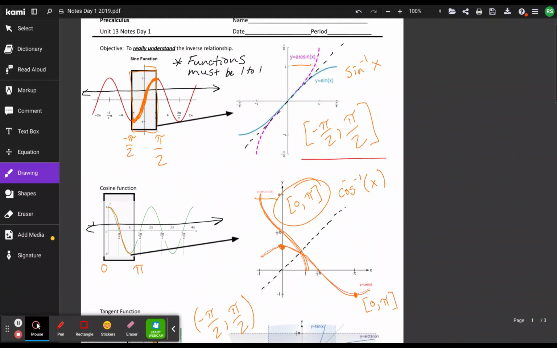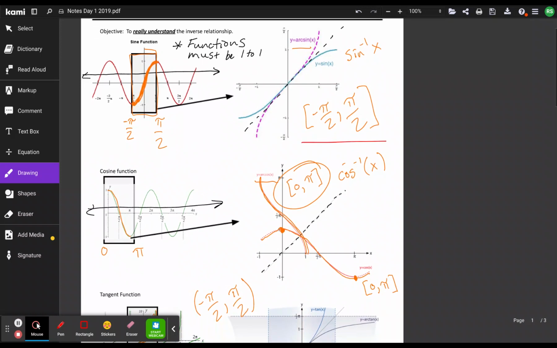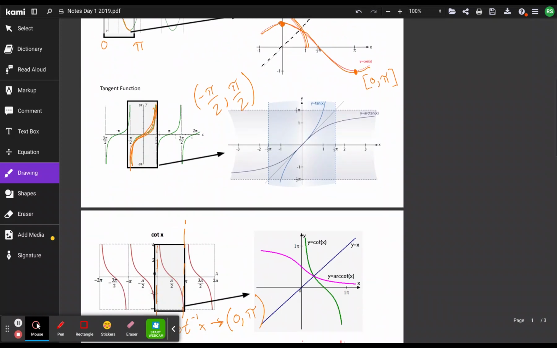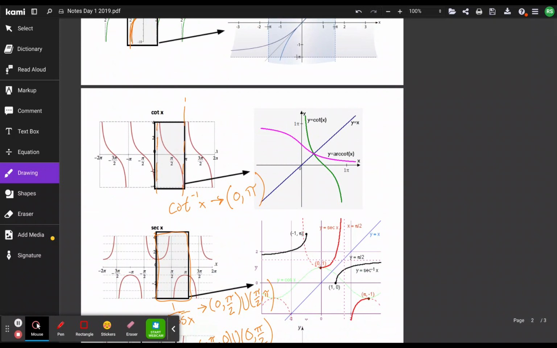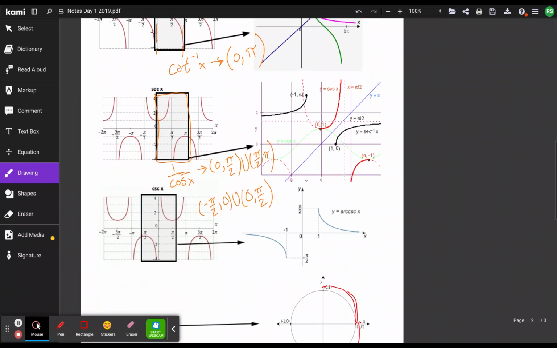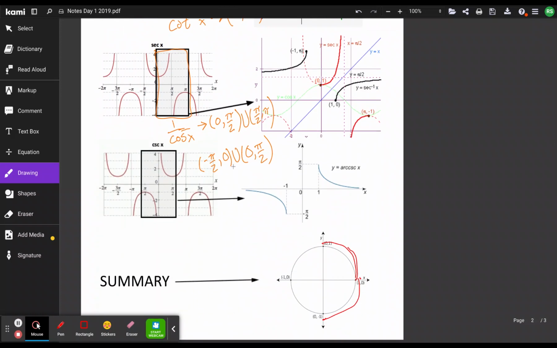Sine will always be negative pi over 2 to pi over 2. That's quadrants 1 and 4. Cosine, quadrants 2 and 3, 0 to pi. Tangent, same as sine. Cotangent, same as cosine. Secant, same as cosine because they are reciprocals. Cosecant, same as sine because they are also reciprocals.